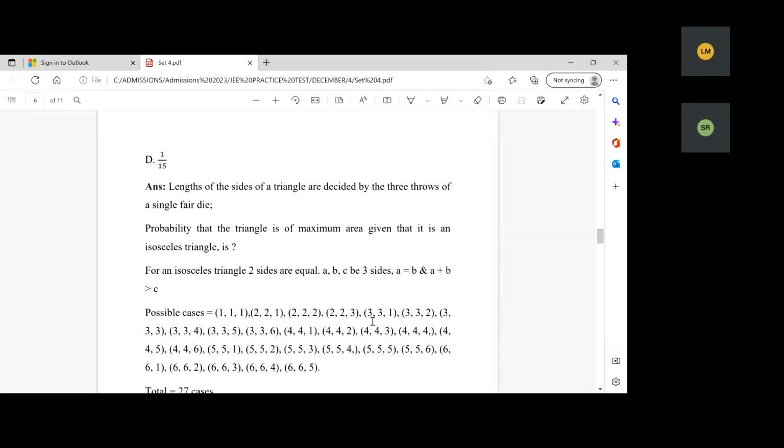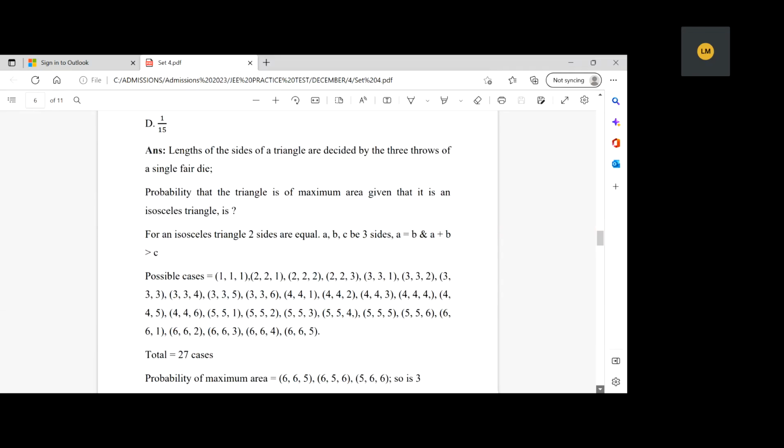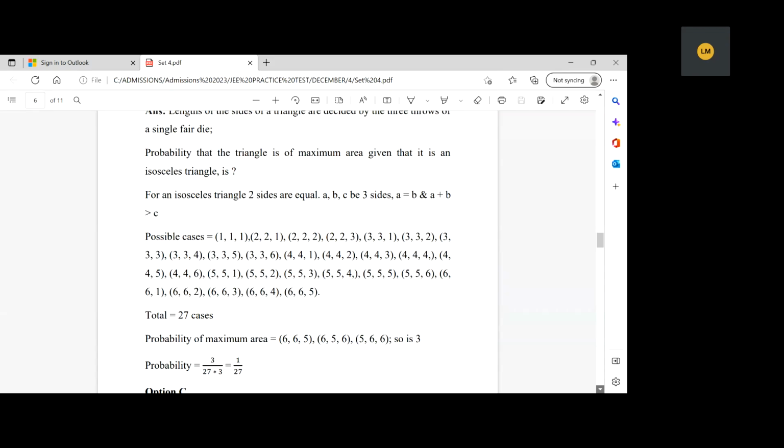Then when it comes to 3, it's 3, 3, 1, 3, 3, 2, 3, 3, 3, 3, 3, 4, 3, 3, 5, and 3, 3, 6. All the combinations will be considered. Same case with the 4, 5, and 6, except 6, 6, 6, because A plus B greater than C will not be satisfied. So you can simply understand which criteria there are and which options are possible. Now I have analyzed, and these are the combinations possible. So I have totally 27 cases.